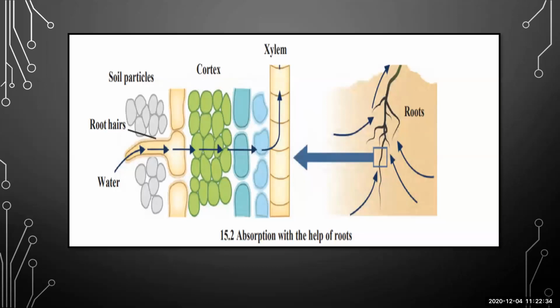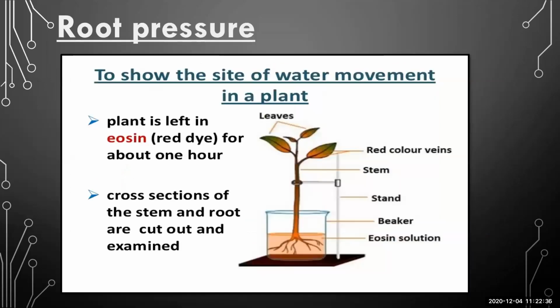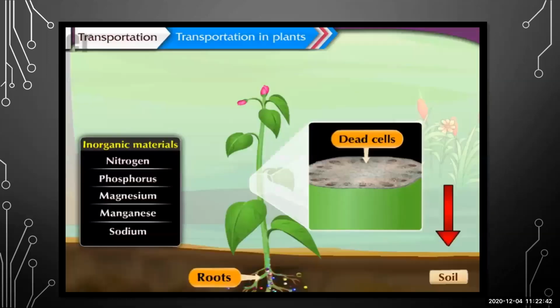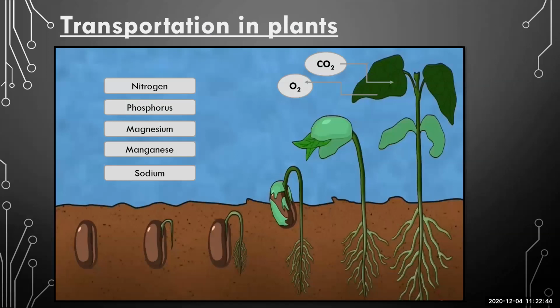So today we have learned about the transportation in plants, and also we have studied about the conducting tissue. In the next lecture, we are going to study about the transpiration pull.